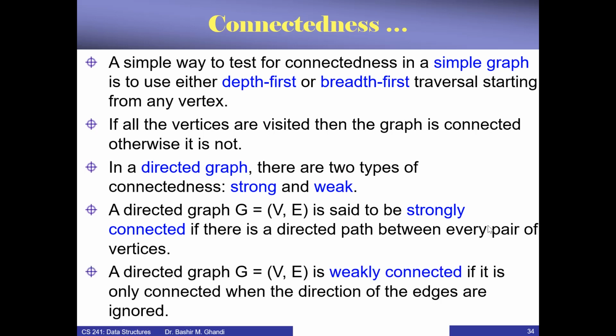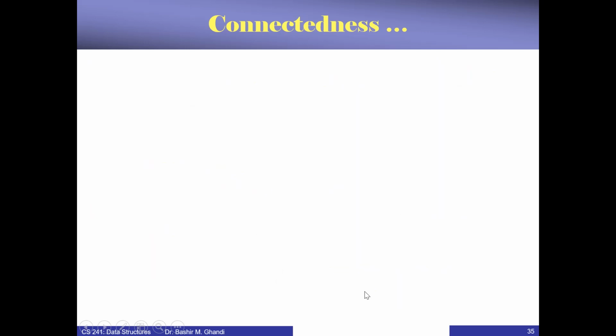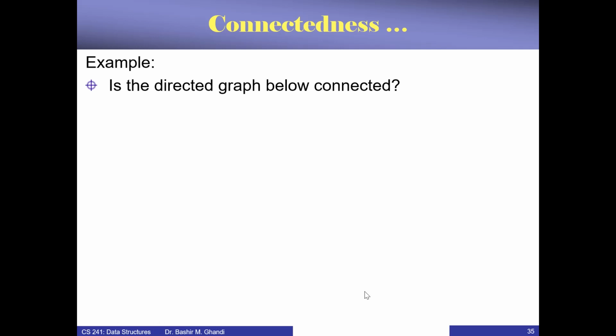What about weak connectedness? A directed graph G is said to be weakly connected if it is only connected when the direction of the edges are ignored. So it is better to understand this with an example. So let's take an example.